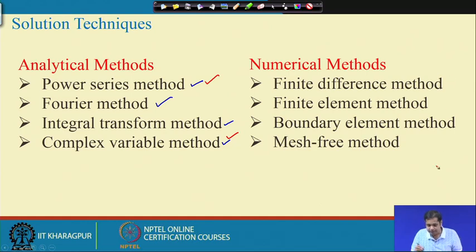The numerical methods, for instance, these are some popular methods like finite difference method, finite element method.